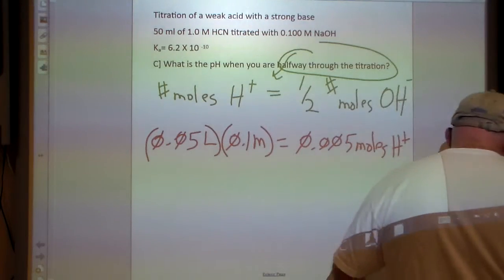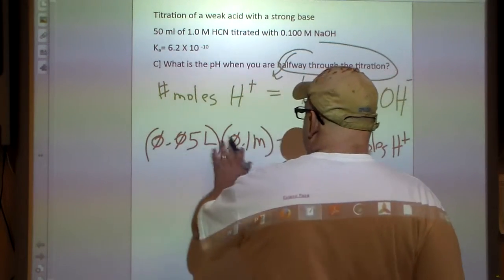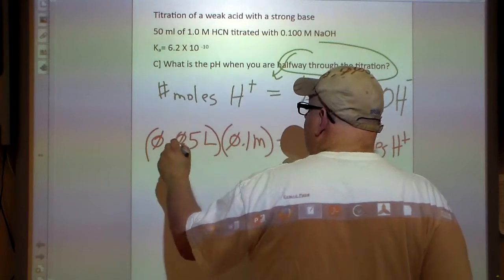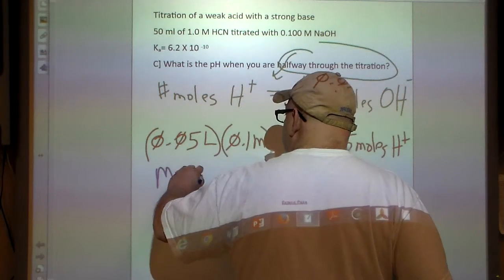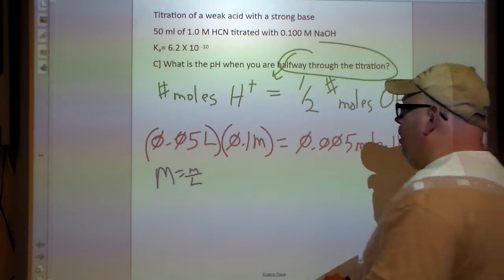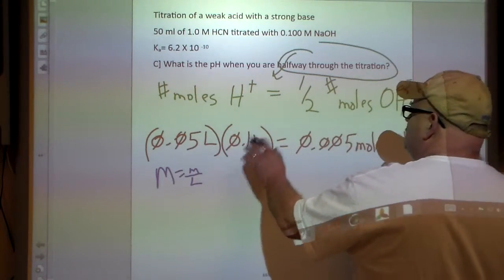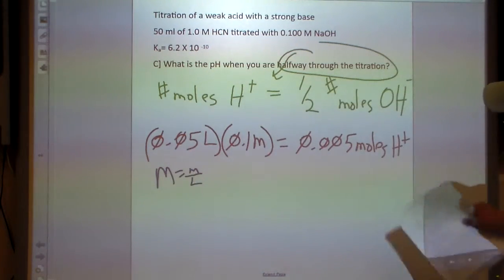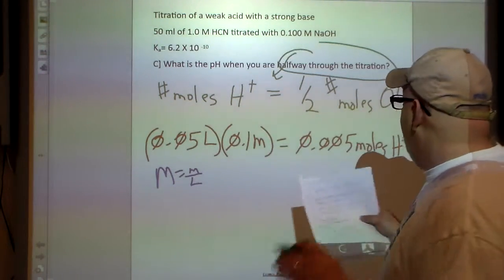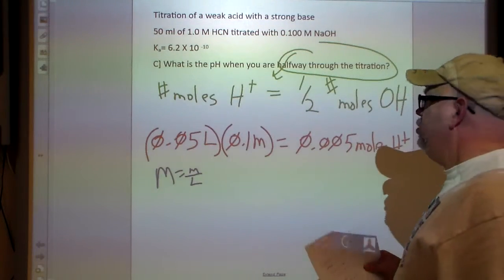Now that we have that, you're saying, where did I get this? Well, remember that molarity is equal to moles over liters. Always remember that formula. Very important when we're working with the concentration here. So let's look at it this way: 0.05 liters times 0.1 molar, we get 0.005 moles of H plus. This is using our molarity formula. We now know we need half of this because we need half the moles of the OH in there.